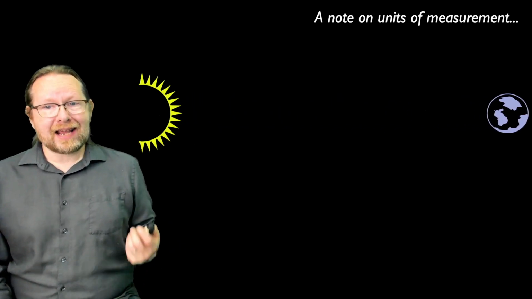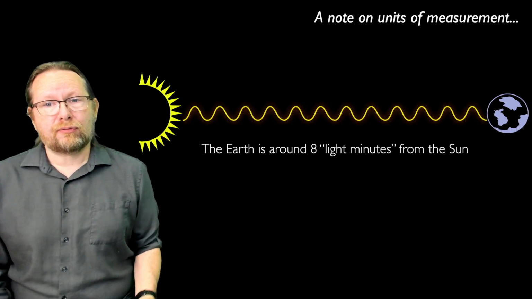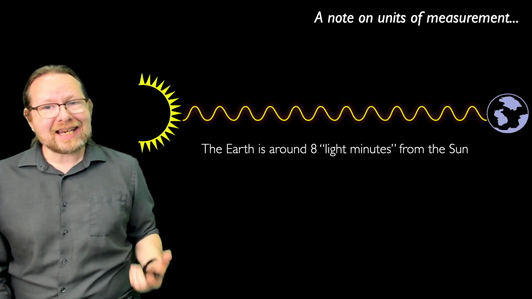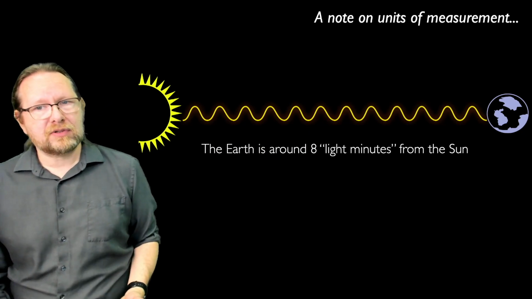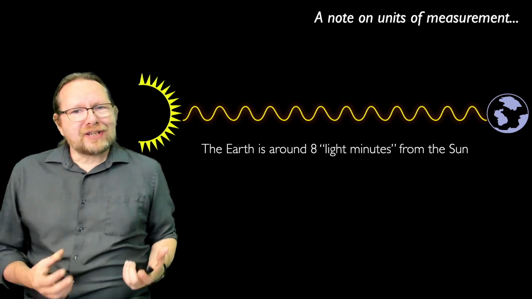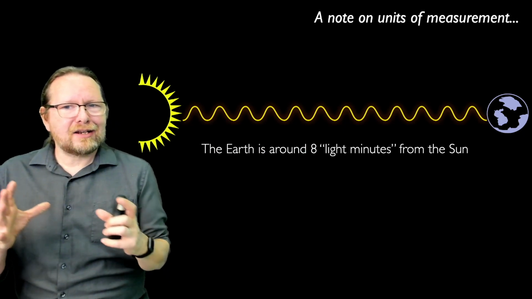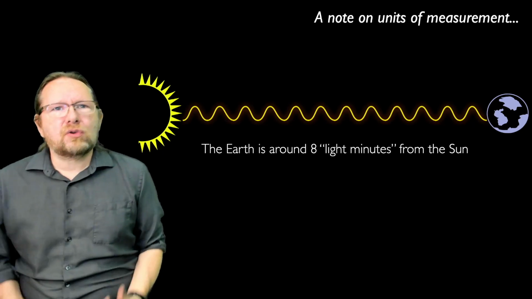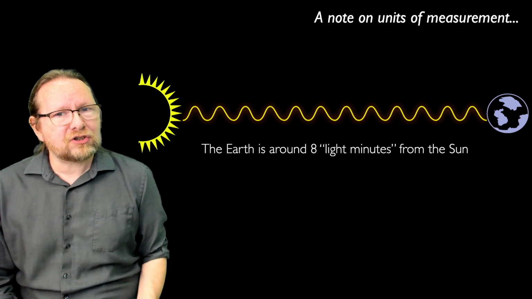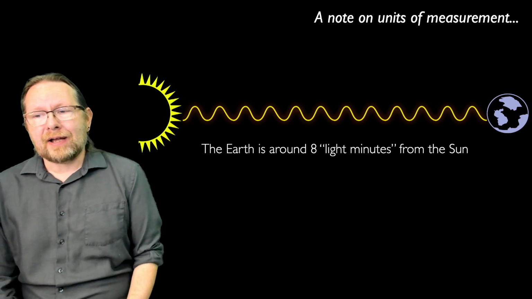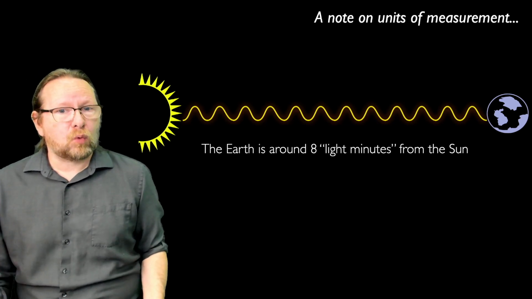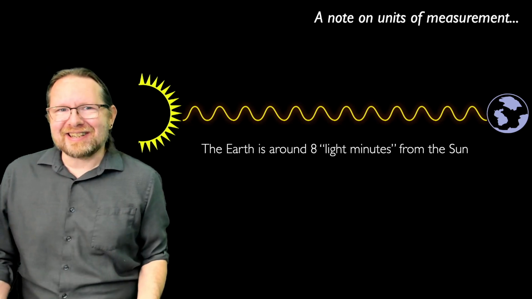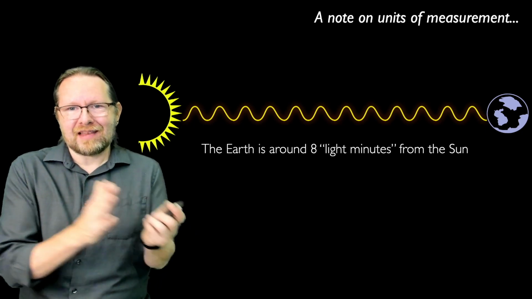Light takes about 8 minutes to go from the sun to the Earth. So we could say the sun is about 8 light minutes away from the Earth. This is using a time and a speed to talk about a distance. This may seem strange until you realize we do this in everyday conversation all the time. If I ask, how far away do you live from work? You might say, oh, it's about a 10-minute drive. Right? That's not a distance, that's a time and a speed.